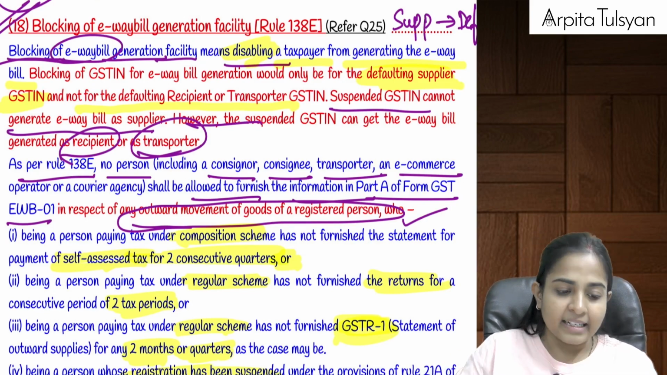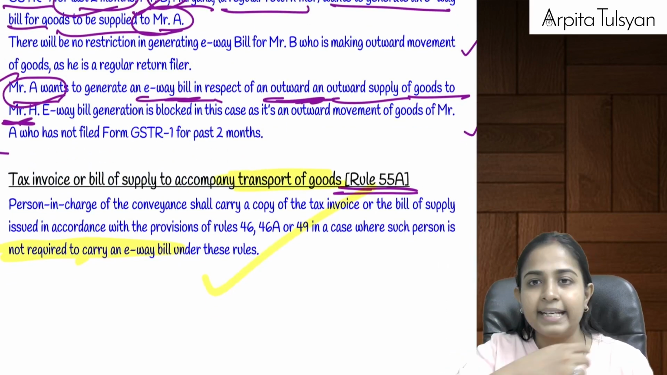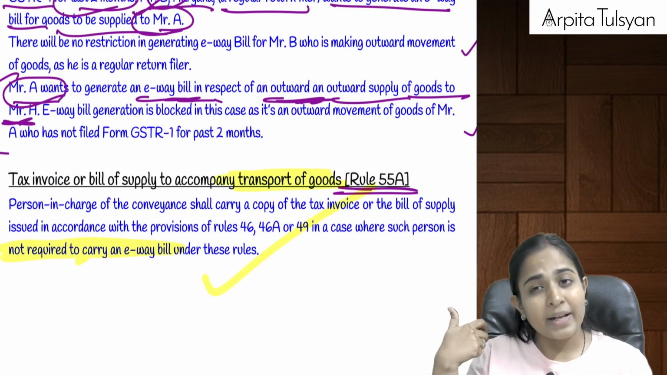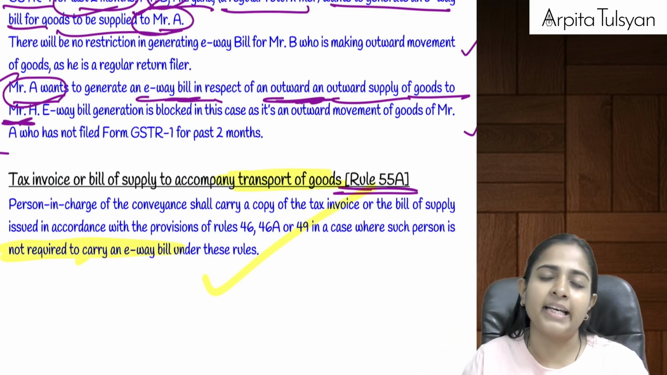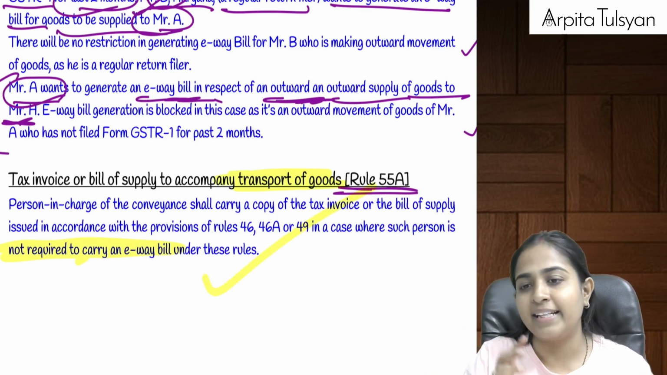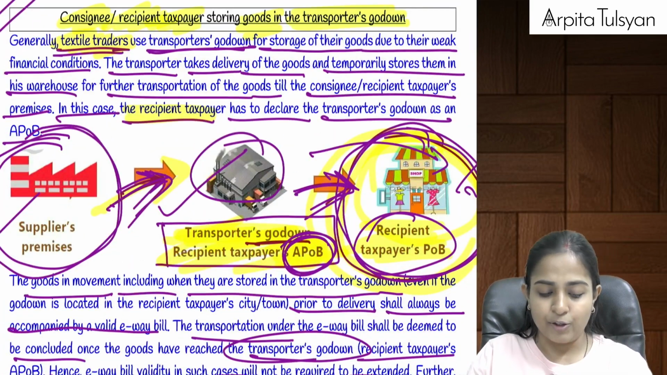Yes. And the next point coming up here is, whenever you are not carrying the e-way bill under any of the provisions, maybe you are carrying an exempt product, or you are exempted from generating the e-way bill, then in such cases you still have to carry the tax invoice or the bill of supply or the delivery challan along with you, right?